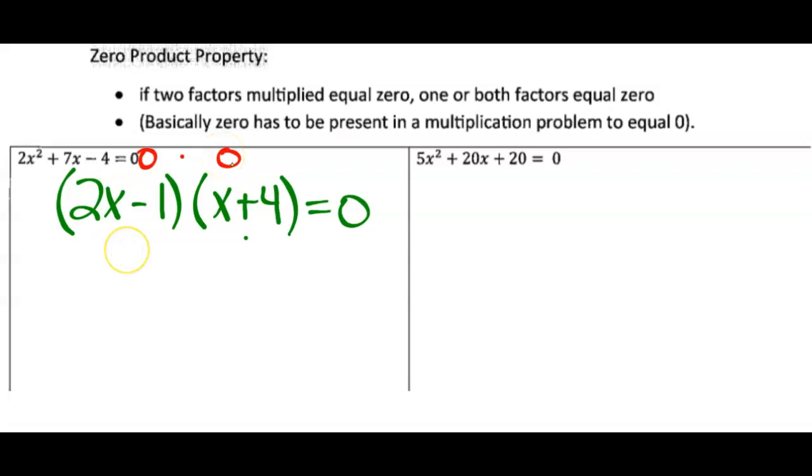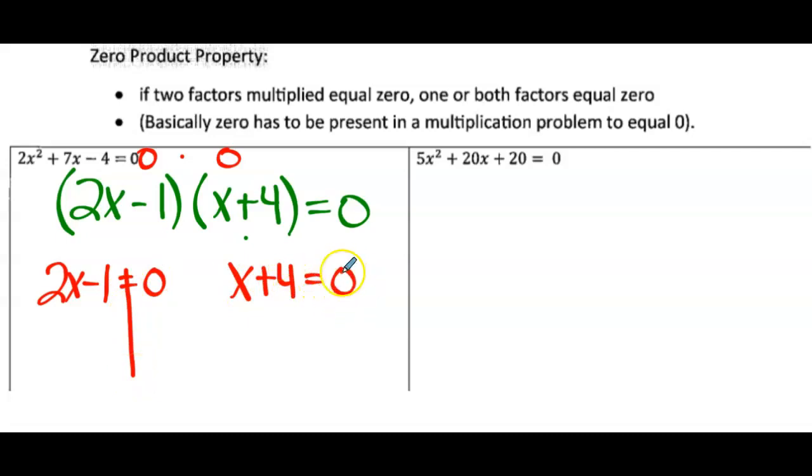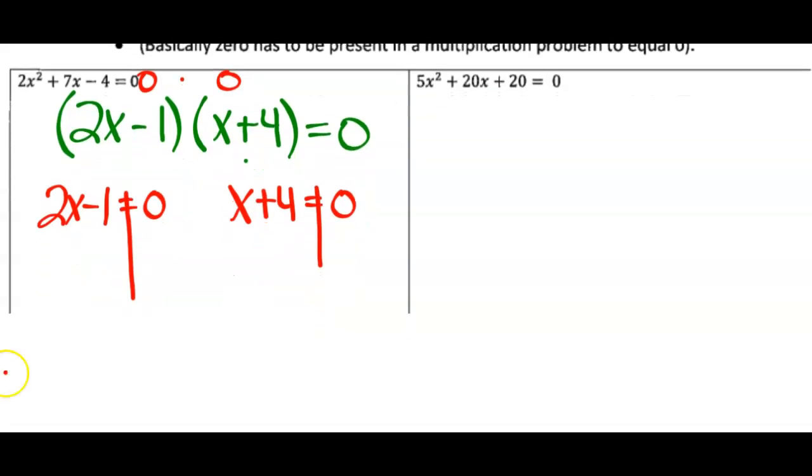But what will make this 0? Well, 2x minus 1 equals 0. Solve that equation. And then also x plus 4 equals 0. Solve that equation and go from there. How am I going to solve that? What am I going to do first? Well, I'm going to add 1, of course.